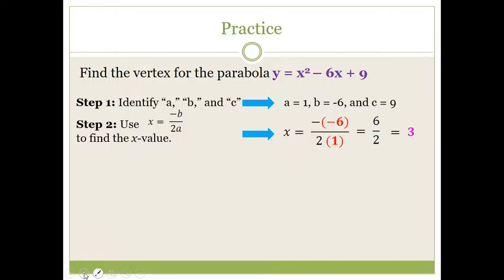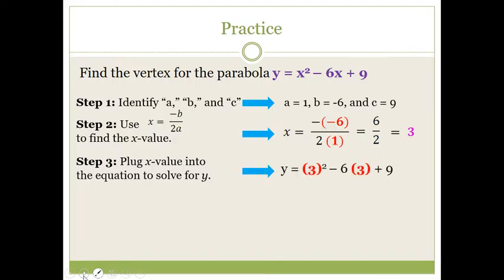So now we're going to go ahead and plug that value back into our equation for x and solve for y. Alright, so using the order of operations again, we're going to square first and get that 3 squared is 9. Negative 6 times 3 is negative 18. Then we have a plus 9 at the end of this equation. 9 minus 18 is negative 9, plus 9 is 0.